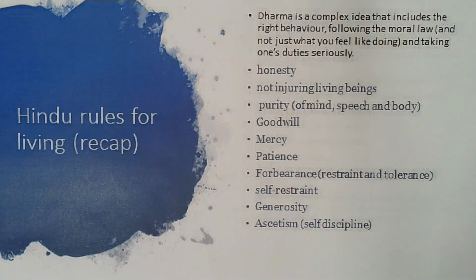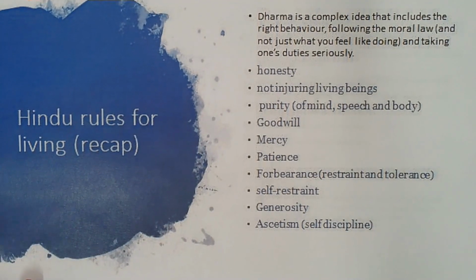So across the RE curriculum in Ark Franklin, we are teaching about tolerance and being tolerant of different religions and different beliefs, and you would have seen that mentioned as well in your introduction this morning in that video. Self-restraint, so not doing what you want to do, but doing what is right. Generosity, so being kind to others, and asceticism, which is self-discipline, which is quite similar to self-restraint. So they were the Hindu rules for living, which were based around dharma, doing what's right and not just doing what you felt like doing.